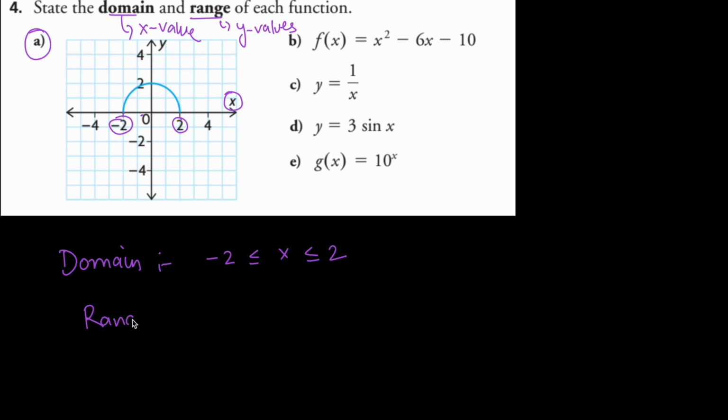Then we have range. Range is the y values corresponding to these x values. When I say corresponding to these x values, all I mean is I am not going to look at the whole y-axis. I am only going to look at the y values for this semicircle, the one that we considered to decide the values of x. On this semicircle, the y values are from 0 to 2. That means y is greater than or equal to 0, but less than or equal to +2. This is the range.